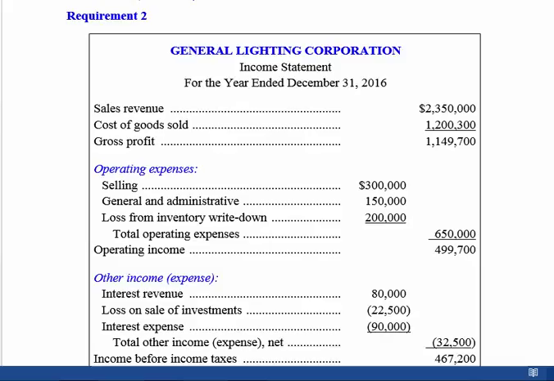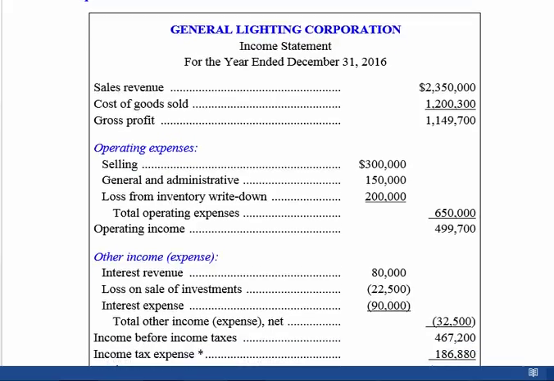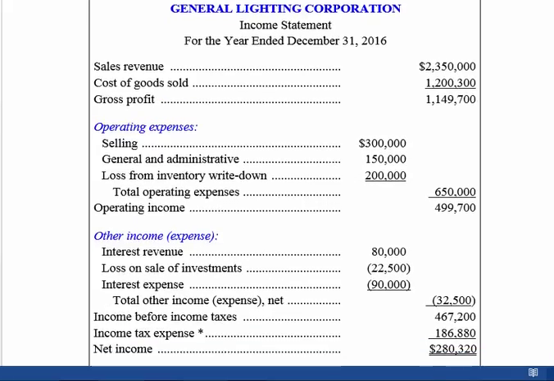Okay, now we'll just multiply by the 40% again. I know we've done that already, but it can't hurt. 467,200 times 0.4, 186,880 is our income tax expense, which we'll deduct from income before income taxes, and that gives us net income of $280,320.